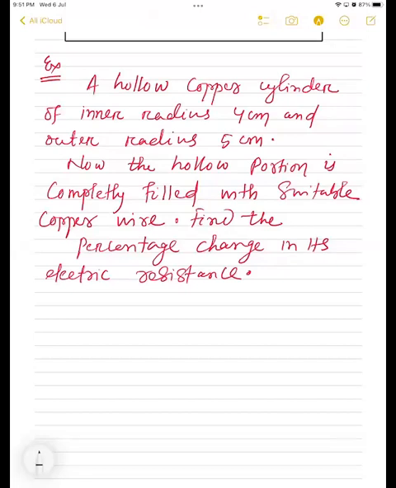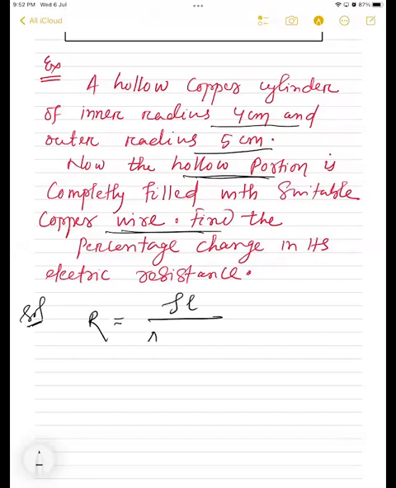Let's see a hollow copper wire, another question, of inner radius 4 centimeter and outer radius 5 centimeter, right? Now the hollow portion is filled with suitable copper wire. Find the percentage change in its resistance. Students, hollow cylinder, inner radius r and outer radius capital R. We have already found its resistance, right? For the hollow cylinder, the resistance is going to be rho L by pi into, do you remember, R square minus small r square.